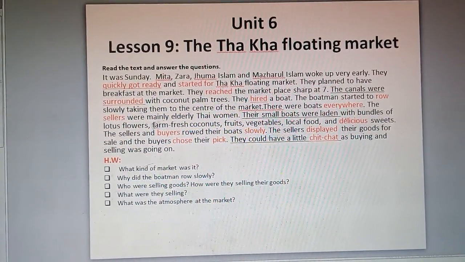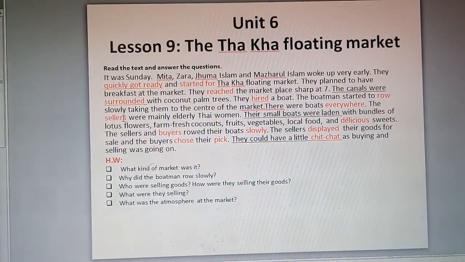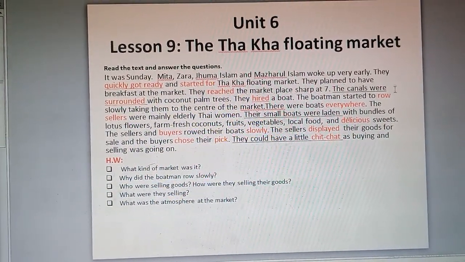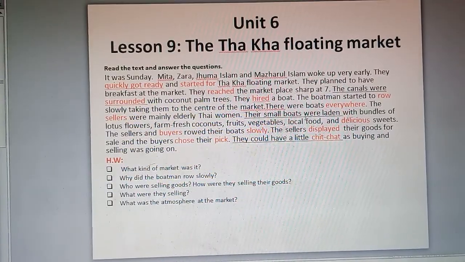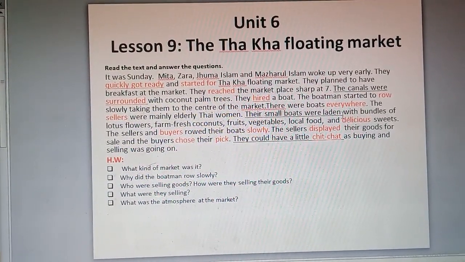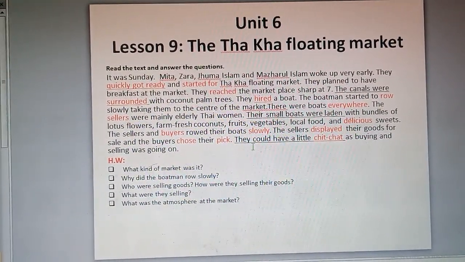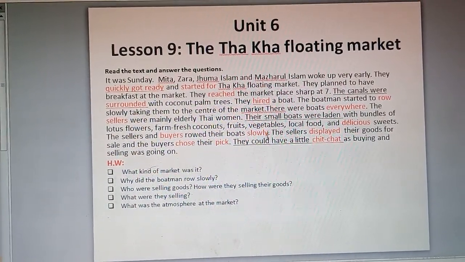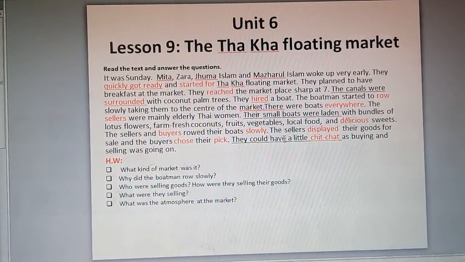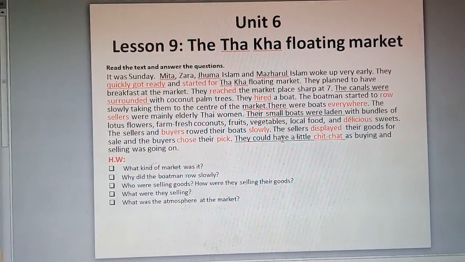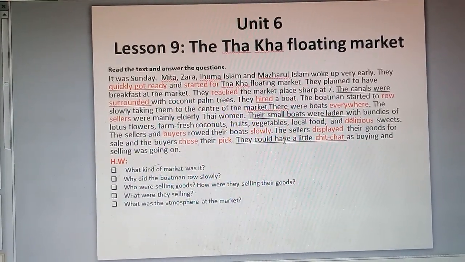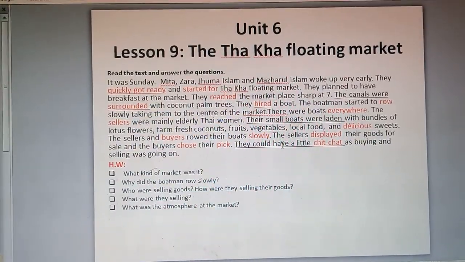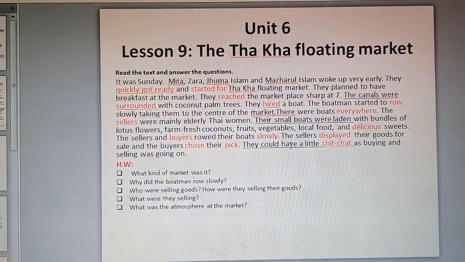The canals were surrounded. This is the passive. You have to keep it in mind for question number 3. Their small boats were laden with. This is also the passive. They could have a little chit chat. Could, this is the modal auxiliary. That is here. The have verb is here, present form of the verb. So these are the analysis, and that's all for today.